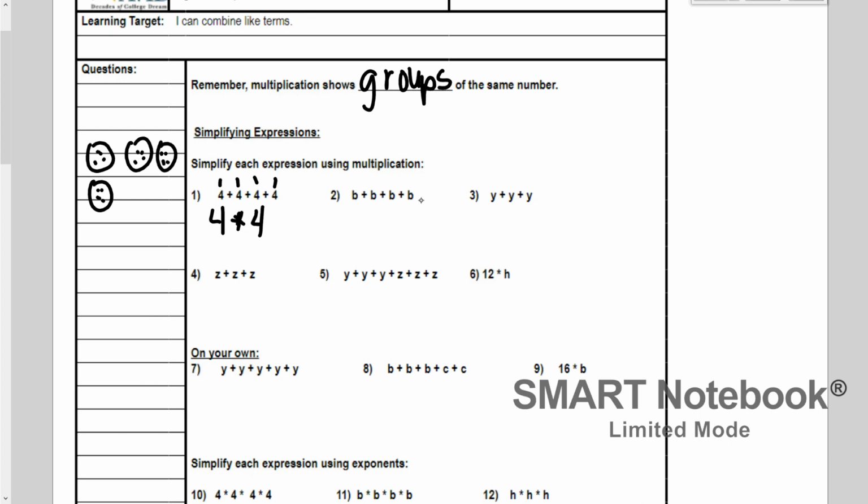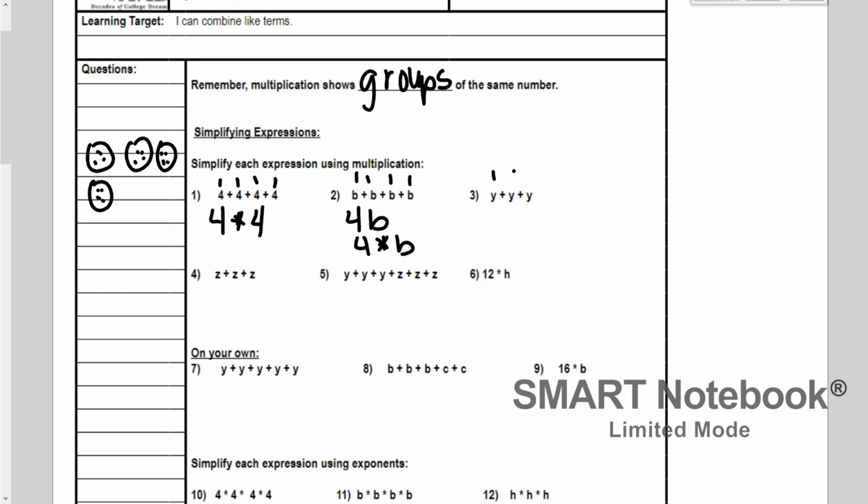When it's a letter, same idea. This means that there are 1, 2, 3, 4 groups of B. So this would be 4B or 4 times B. Remember, when 4 is next to a letter, it means multiplication. So we can write this as 4 times B, not 4 plus B. We learned this when we did combining like terms. A burger plus a burger plus a burger plus a burger is 4 burgers because there's 4 groups of burgers. 4 times B.